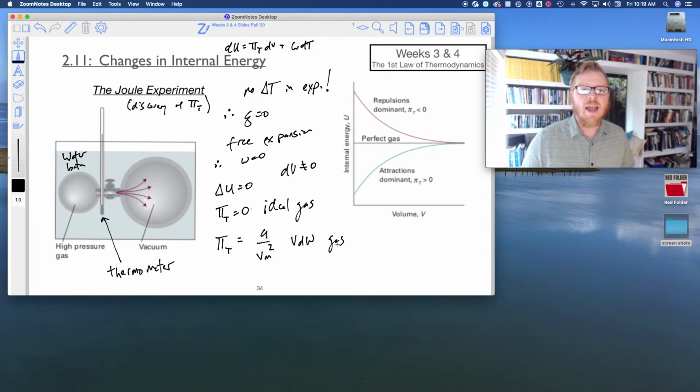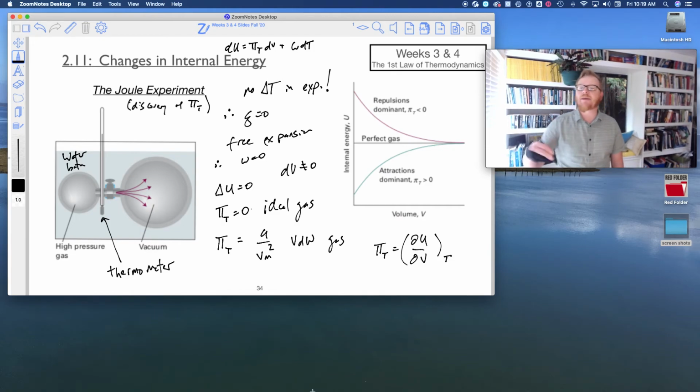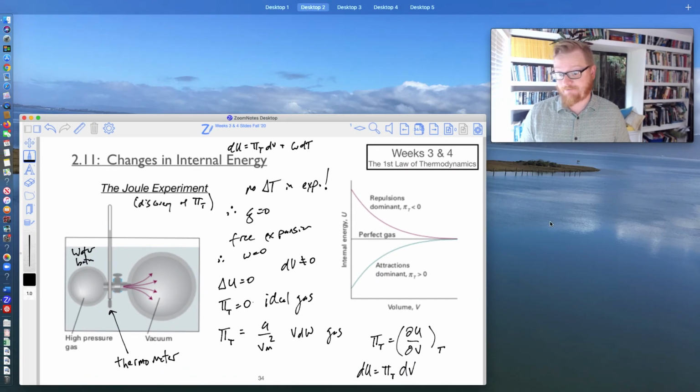Okay? And also, let's go back to the basics of that definition. Pi_T we recognize was the change in U with the change in V at constant T. So I can make a graph out of this relationship. Look, U versus V. All right. And so the slope of this graph will be pi_T. So in other words, if I expand this, I can say dU equals pi_T dV.